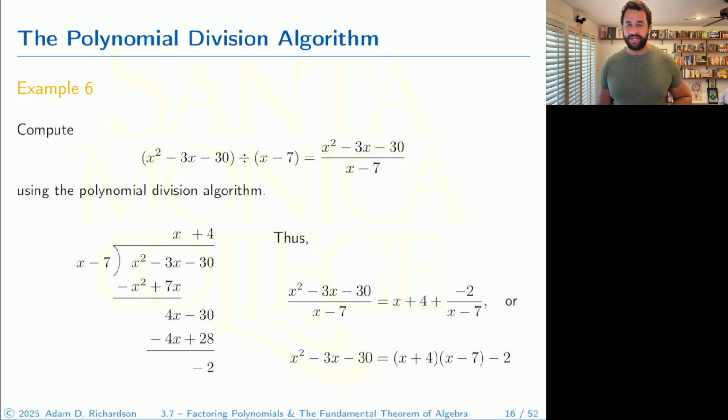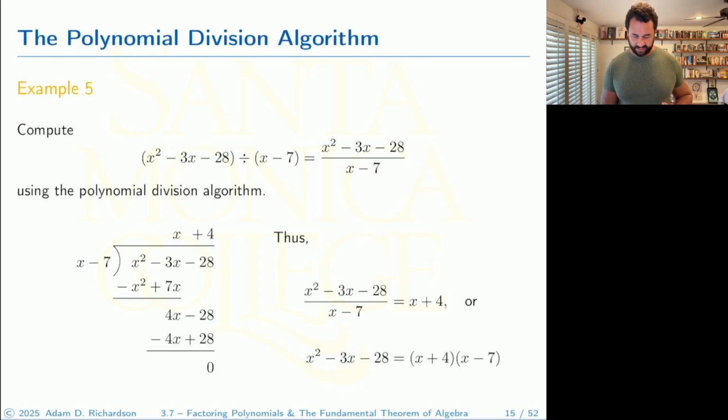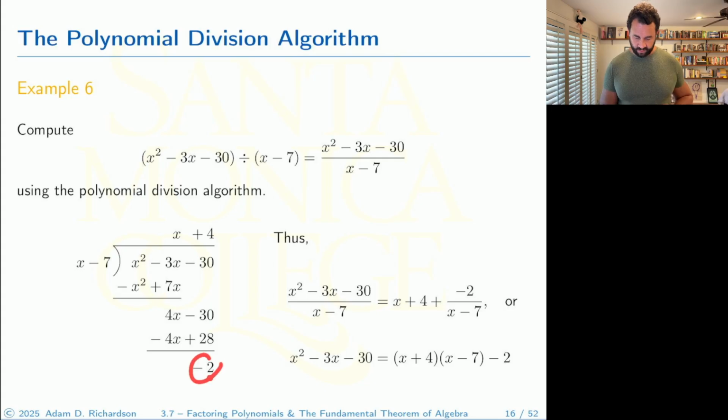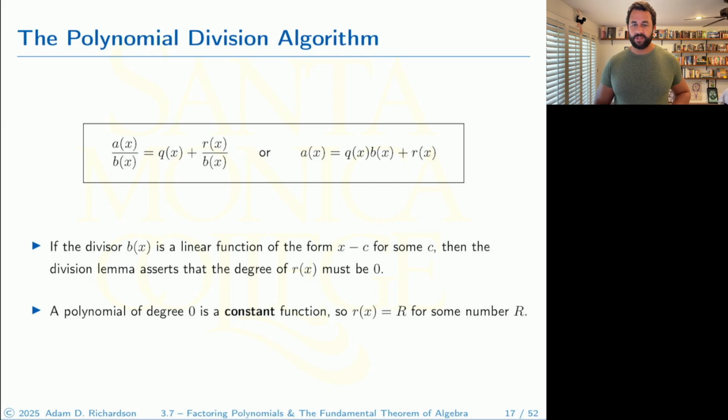Well, maybe I'm not going to jump the gun a little bit too much here. Look at the difference in these results in the remainder. This one was a 0. This one was negative 2. Think about that for a second. Okay. All right. So there's something special going on here and something that's really going to help us with our analysis of these types of functions and just dividing polynomials. If the divisor b of x is a linear function of the form x minus c, like we just saw a second ago, then the division lemma is asserting that the degree of r of x has to be 0.